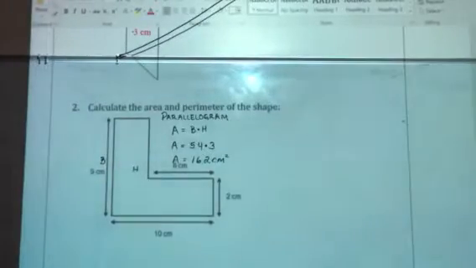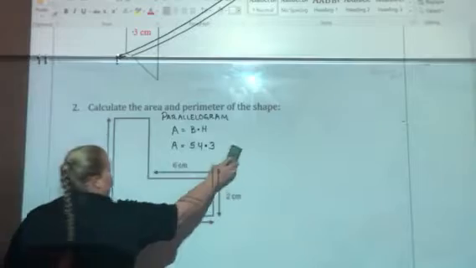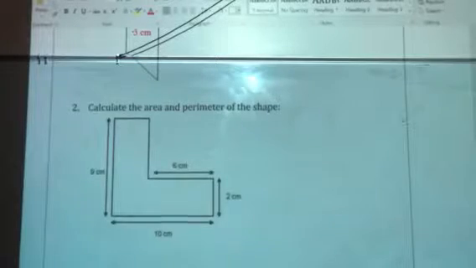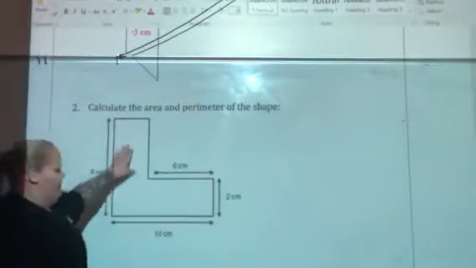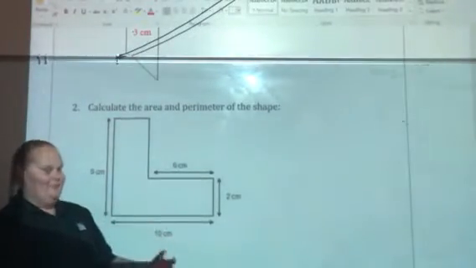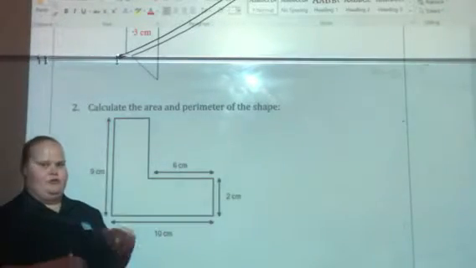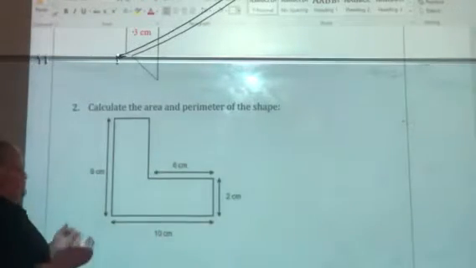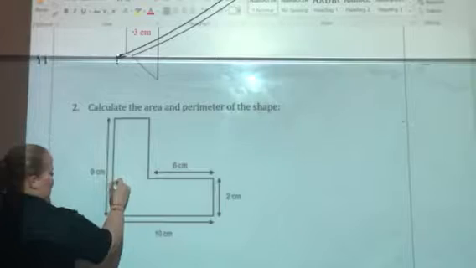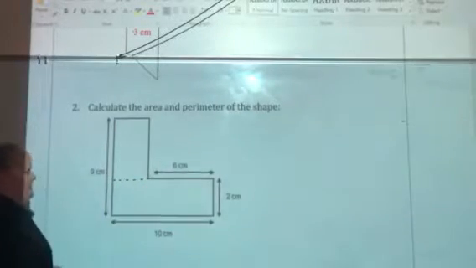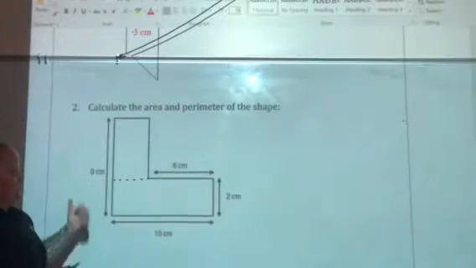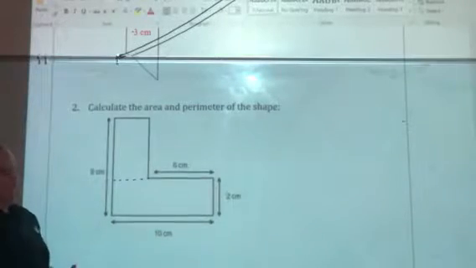Let's take a look at problem number 2. Problem number 2 says calculate the area and the perimeter of the shape. So this one's a little different. We don't have just one shape, we have this big L going on. And I don't have a formula for the area of an L. But what I can do is break it into smaller pieces that I do have formulas for. So what I'm going to do is just cut this into 2 pieces. I'm going to draw a dotted line here. This creates 2 rectangles, 1 and 2. You can call them X or Y if you wanted to label them to make it easier.